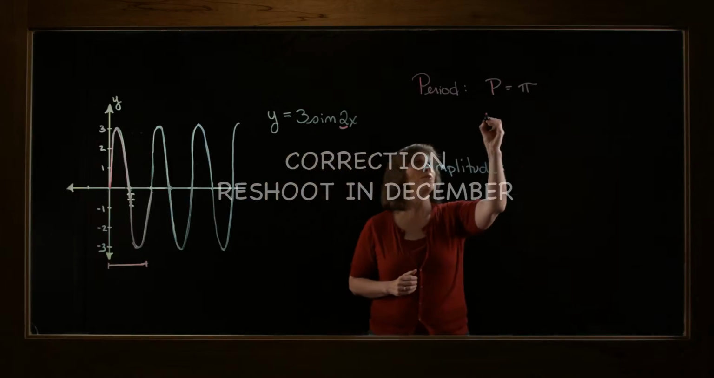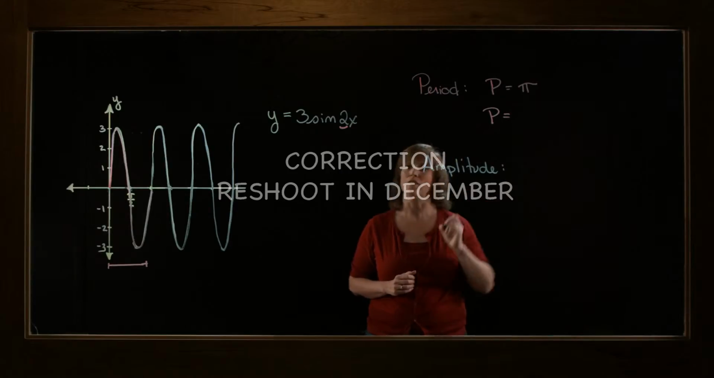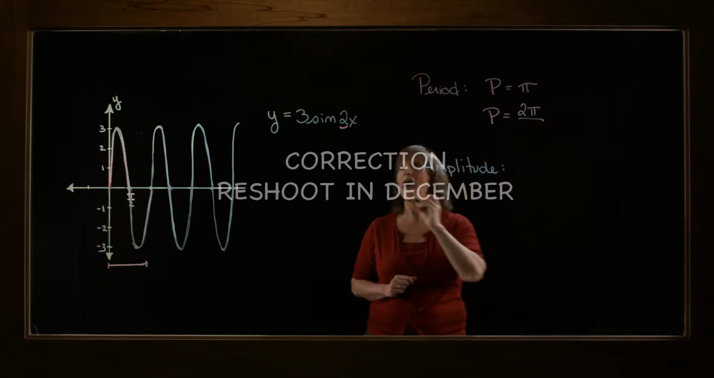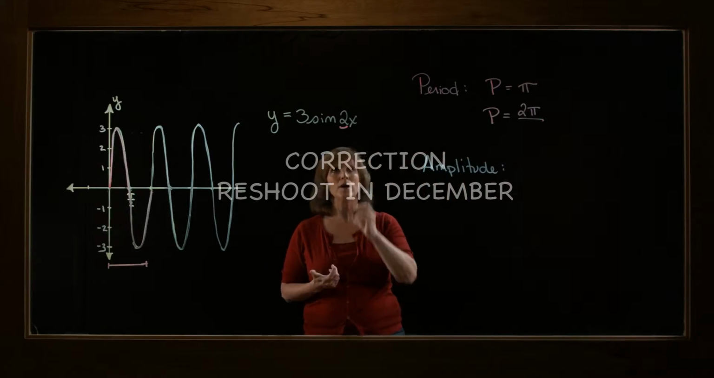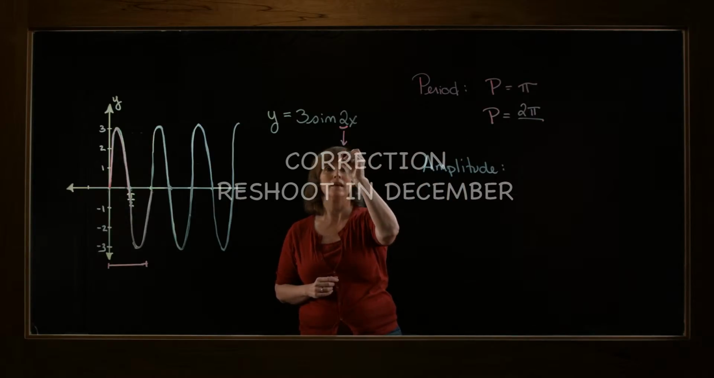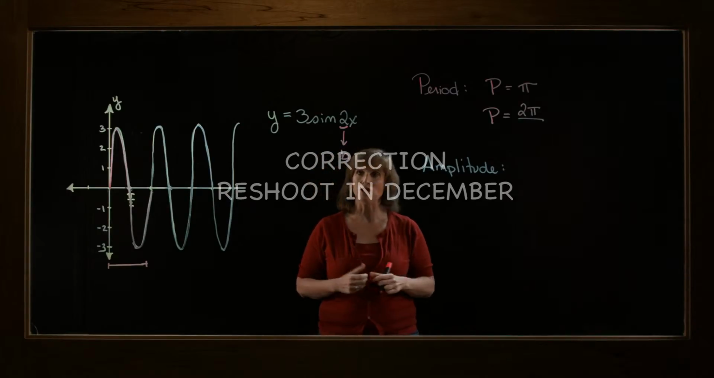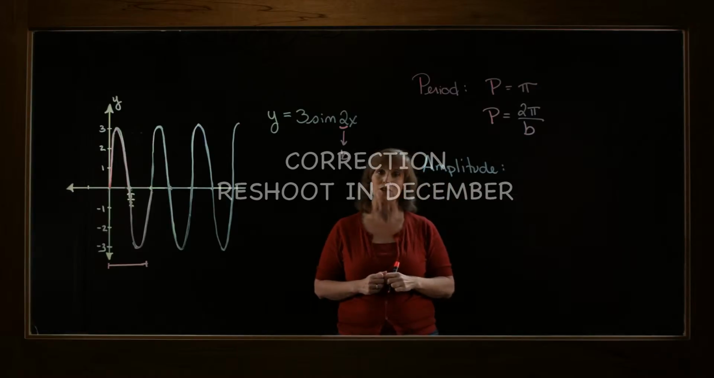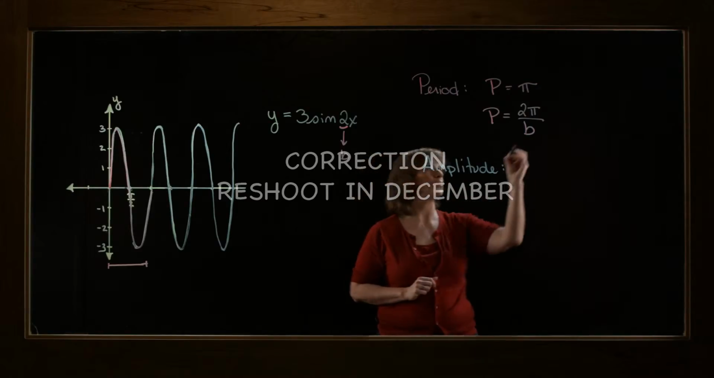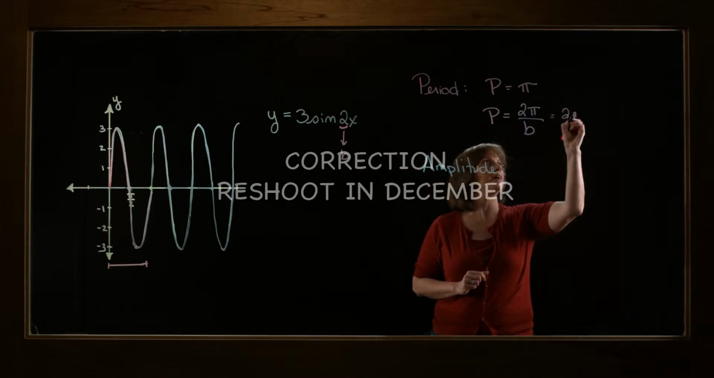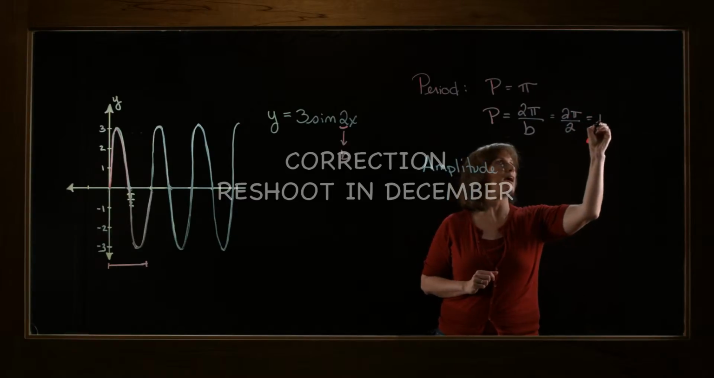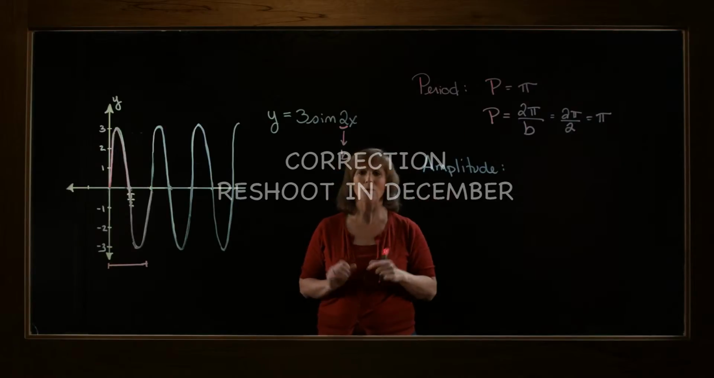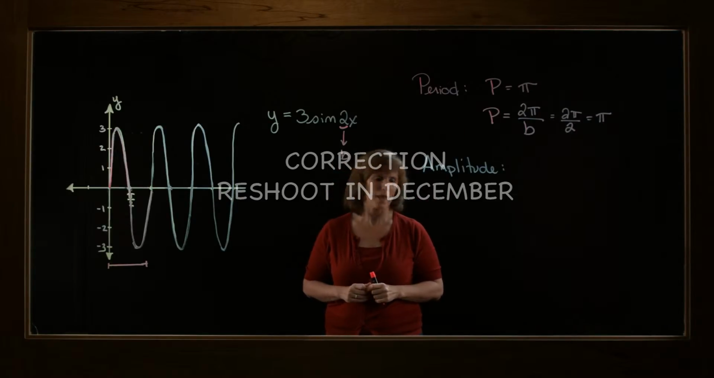Well, I know that in a standard sine curve, the period is 2 pi. So I'm going to take 2 pi and I'm going to divide it by, we often call that the b term in my general equation of a sine curve. So I'm going to divide that by whatever the b term is. So in this case, b is 2. So I have 2 pi divided by 2, and I've calculated that the period is indeed pi, which is exactly what I saw looking at the graph.